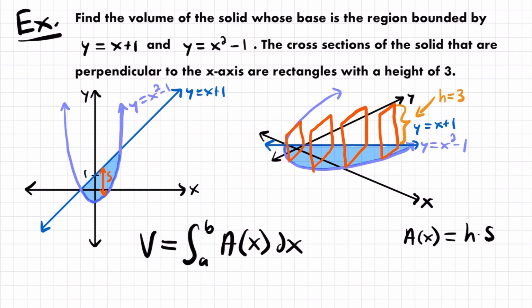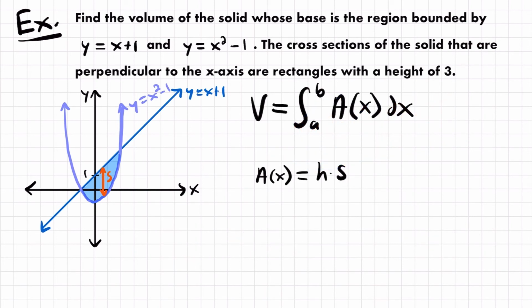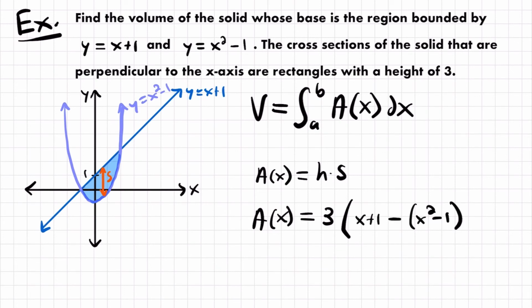Okay, and so if we clean up our work here, we have determined that the cross-sectional area will be equal to the height of our rectangles, which is 3, times S, the side length of our rectangles, which is equal to this line minus this parabola. And so we will have x plus 1 minus x squared minus 1. And remember those parentheses because this negative is going to affect both of those terms. All right, and so this right here is S, the side of our rectangles.